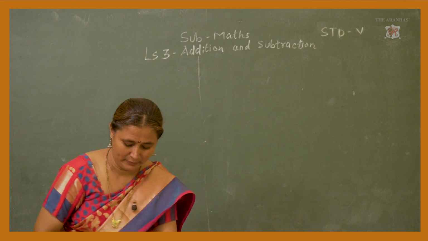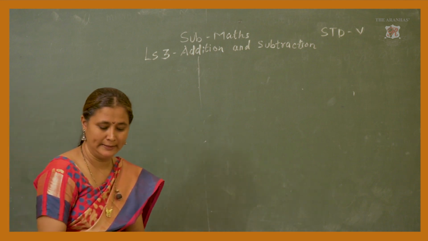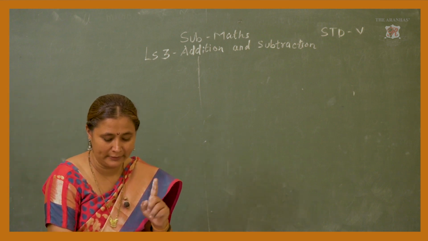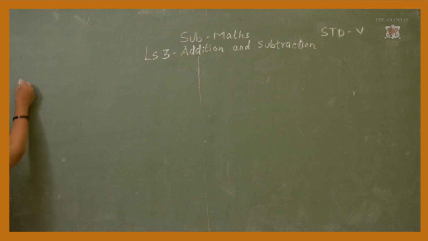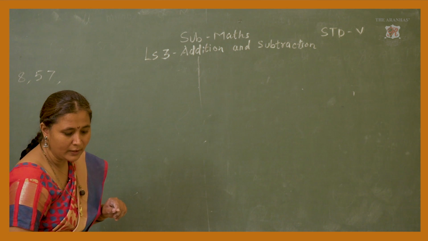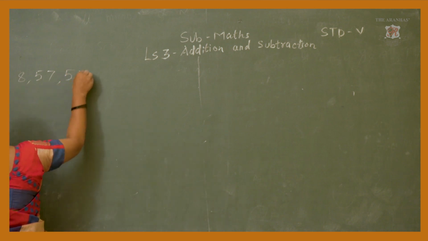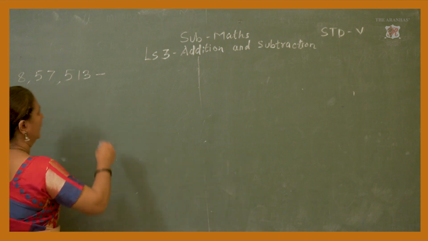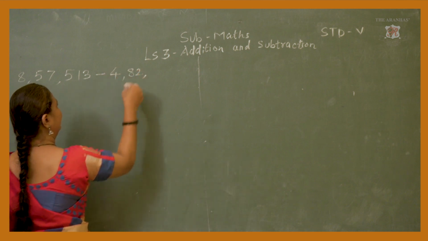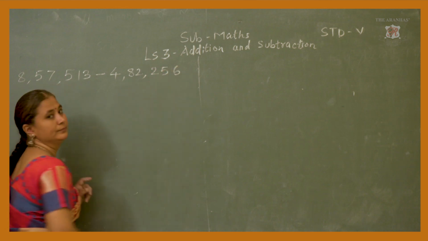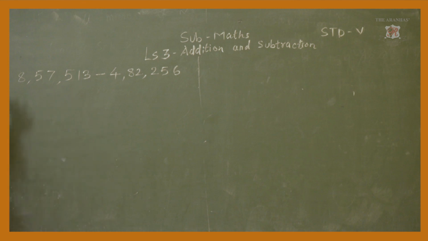Problem set 11. Open page number 13 and take the sum from that problem set 11. Take the first sum. 8,57,530 minus 4,82,256. Okay. Now, the numbers are given in the horizontal way.